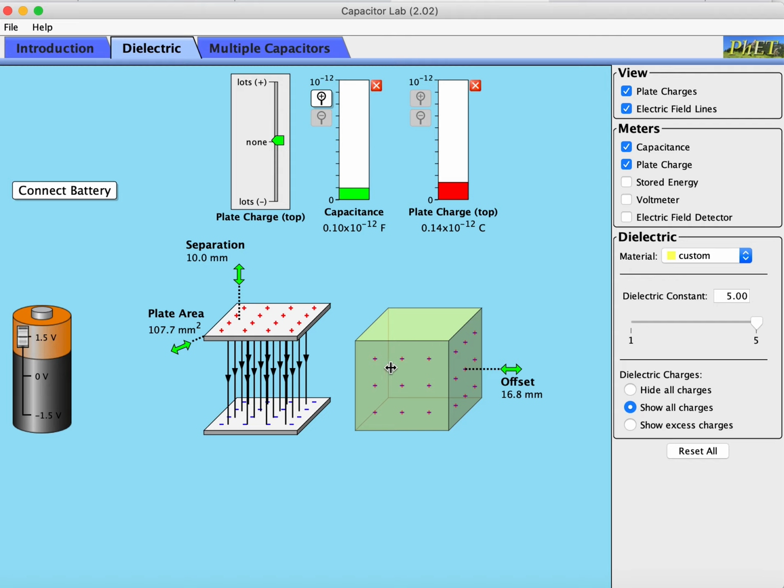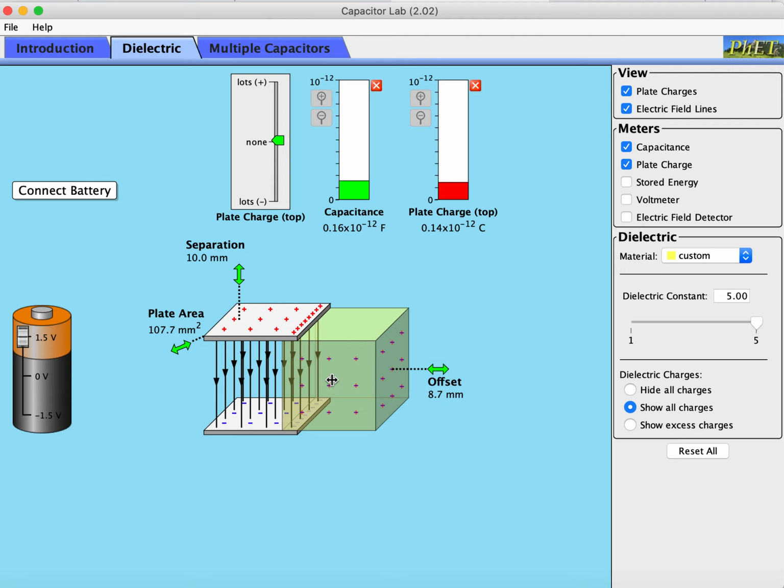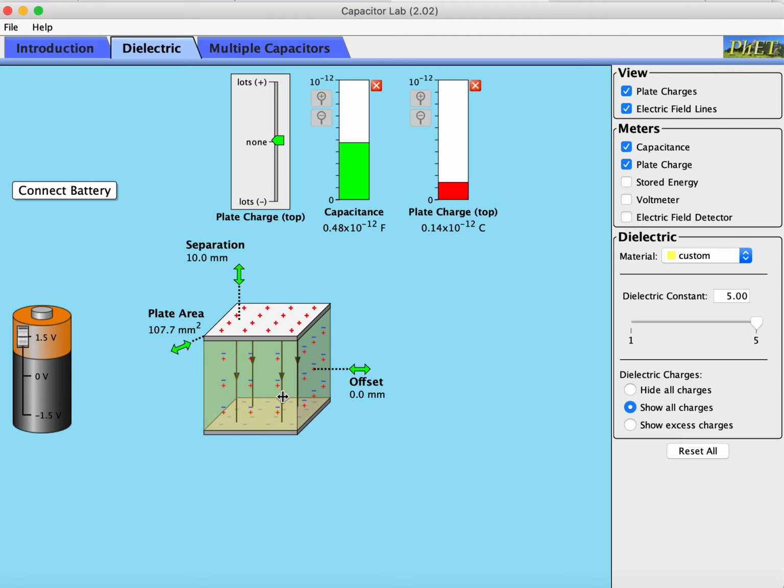Why is that? Well, if you look at the electric field before, the electric field strength is directly proportional to the potential difference. When I introduce the dielectric, the electric field strength is reduced because I have a net lower electric field due to the polarized molecules of the dielectric, which means I have more charge per unit potential difference and therefore a greater capacitance.